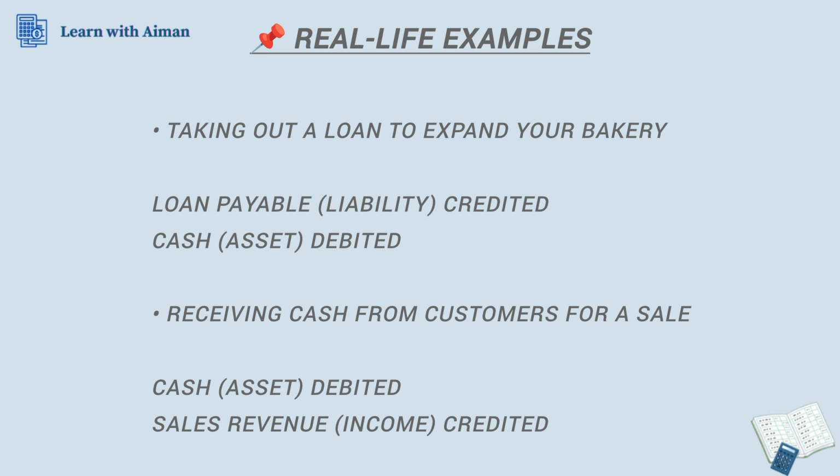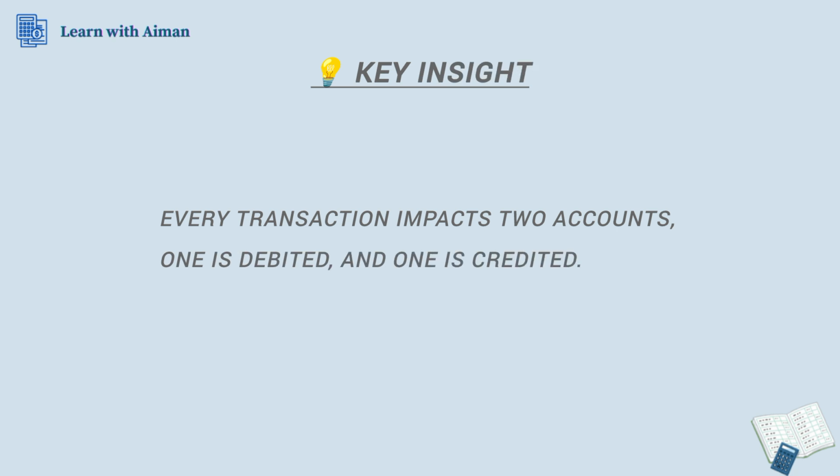Receiving cash from customers for a sale. So here the cash is an asset and we are receiving it, it means the cash is increasing, so we will debit it, and the sales revenue, which is our income, is also increasing, so we will credit it. Key insight: every transaction impacts two accounts. One is debited and the other is credited.